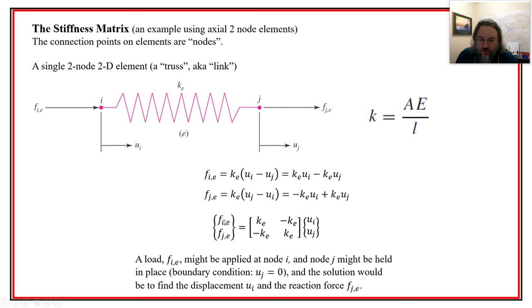And by the way, the load might be known at one spot and unknown at the other, and we might set the boundary condition at one being 0. So the unknowns might be the reaction load and the displacement. But in this simple case, you could just solve it by hand.